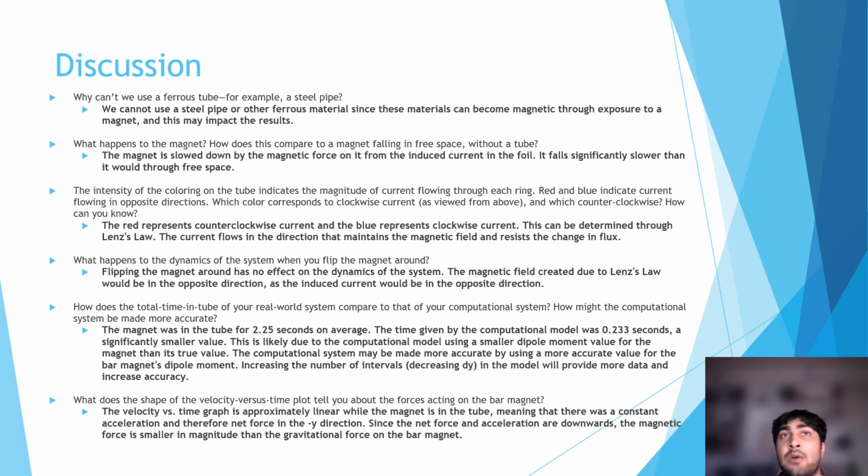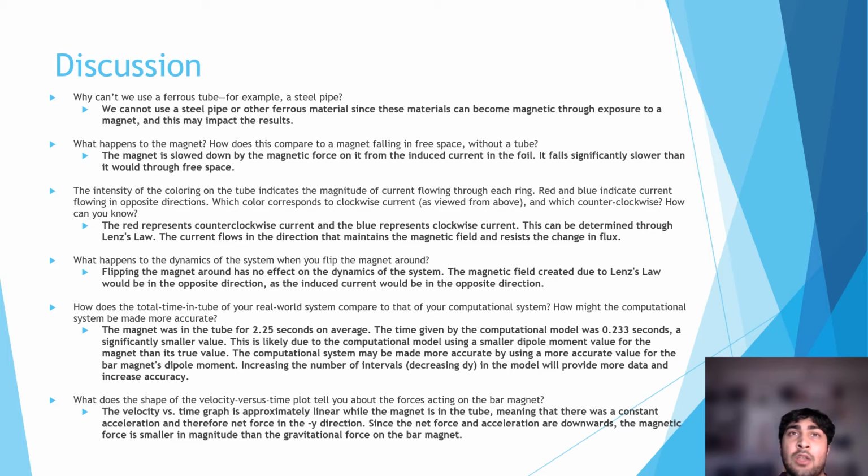What happens to the magnet? How is it compared to a magnet falling through free space without a tube? The magnet is slowed down by the magnetic force on it from the induced current in the foil. It falls significantly slower than it would through free space. The intensity of the coloring on the tube indicates the magnitude of current flowing through each ring. Red and blue indicate current flowing in opposite directions.